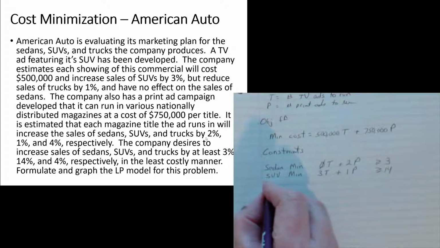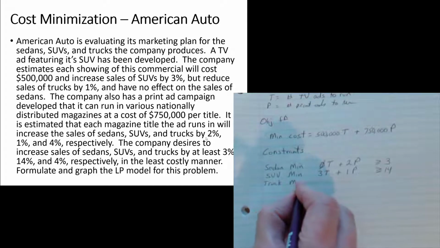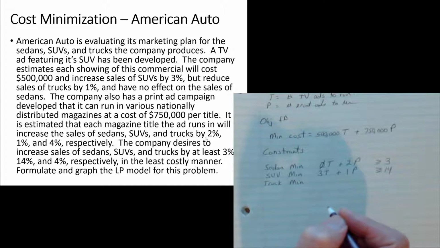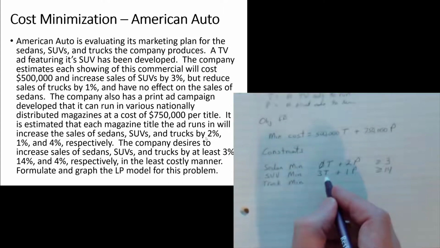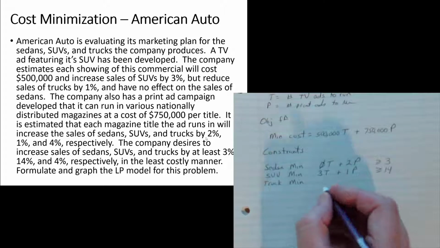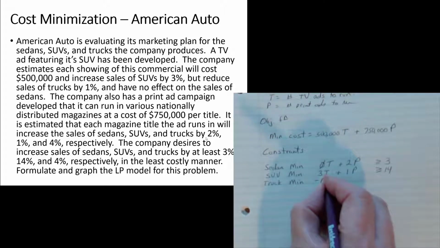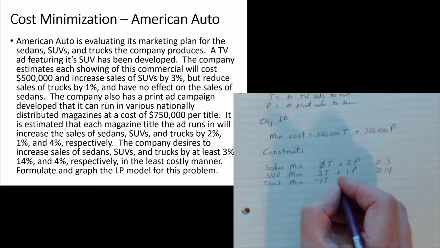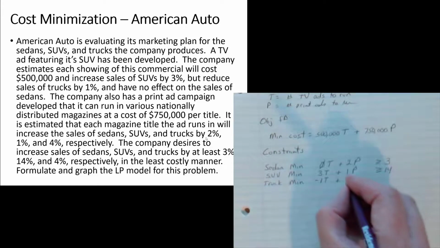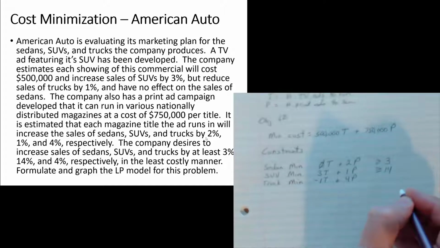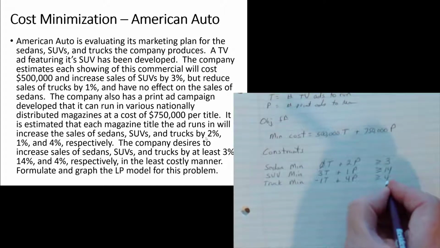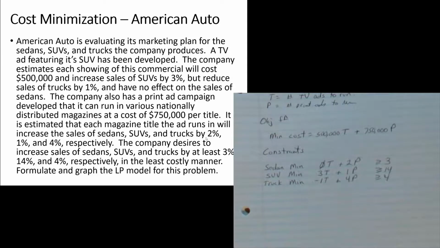And then I go down. I've got a truck minimum, right? Truck requirements, truck desires. What happens with the truck campaign? Well, if I run a television ad, it goes down. That's a negative number. Not good. Negative 1 times T. Now, if I run a print campaign, I look at the bottom, and it goes up by 4 points for the print campaign, and my minimum there is 4%. I rummage through the question a little bit, give it an extra scan to see if there's maybe another constraint there, and I don't see anything, so that's good.